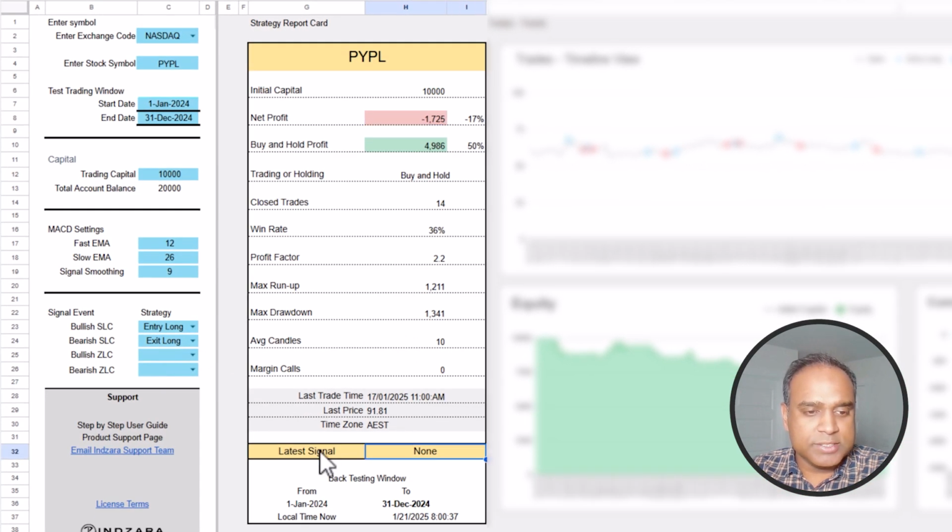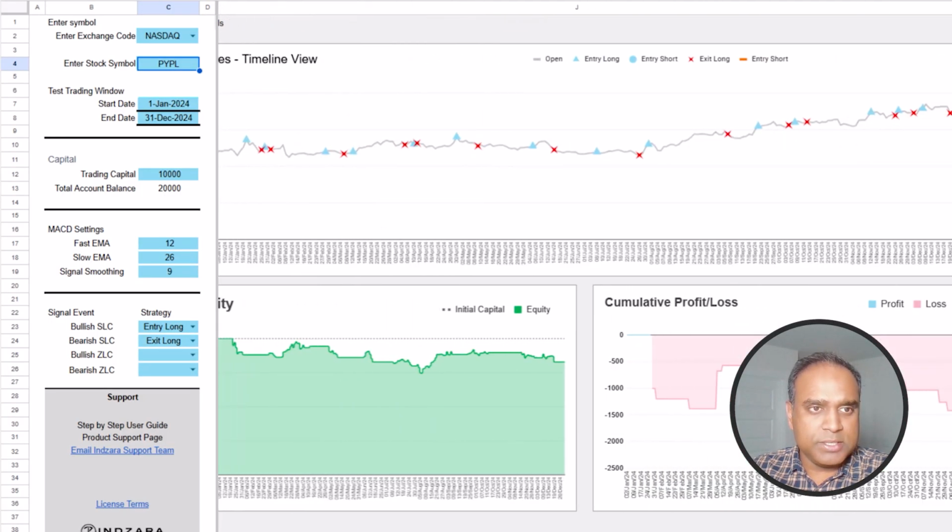Now, there is no latest signal as well, so if there is any signal, it'll appear here. So based on this, you can decide if this stock is giving a certain signal based on MACD, which you can use to take a decision tomorrow on your trading. Now, let's go through the rest of the template.